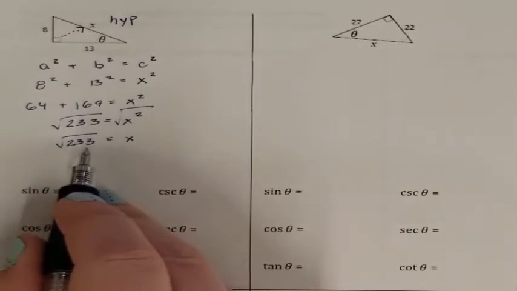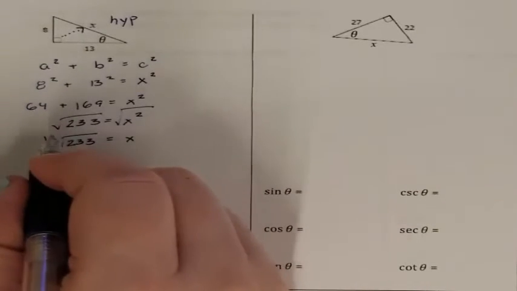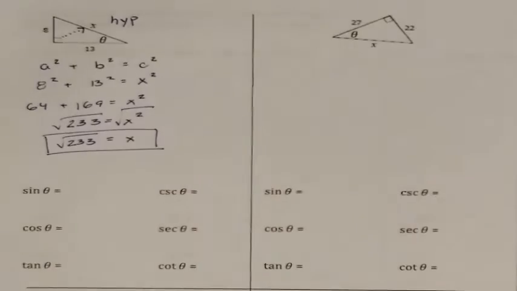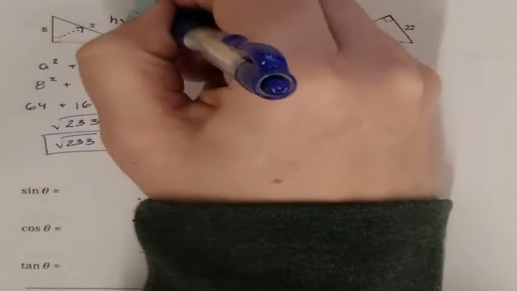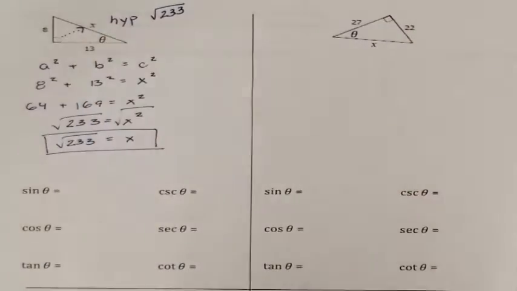So the square root of 233 is our x value. Please do not turn that into a decimal. We want to keep it as a square root. So our hypotenuse is the square root of 233.